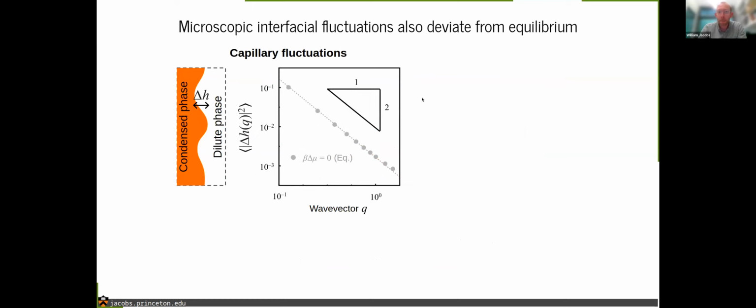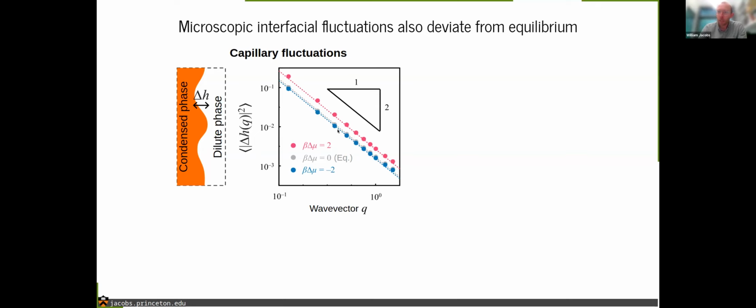If you look at a more microscopic picture, you can ask questions about how the interface itself is changing by being driven out of equilibrium. One thing to look at is capillary fluctuations. So if you look at a slice of our system, you'll see that we have this fluctuating interface between the condensed and dilute phase. These waves are referred to as capillary fluctuations. And for an equilibrium system, as shown by these dashed lines here, you get this 1 over q squared scaling, which comes from the equipartition theorem.